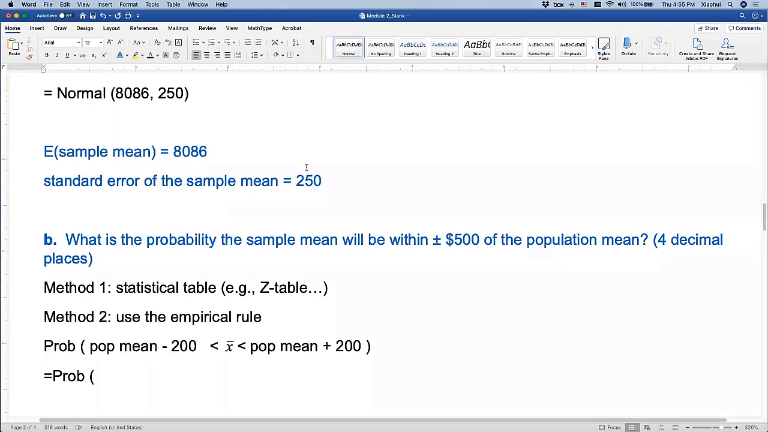Okay, but right now you cannot use the empirical rule because this is not exactly 1 standard deviation, not 2 standard deviations either. You can only use the empirical rule for a whole number, right? Okay, good. And so let's take a look.